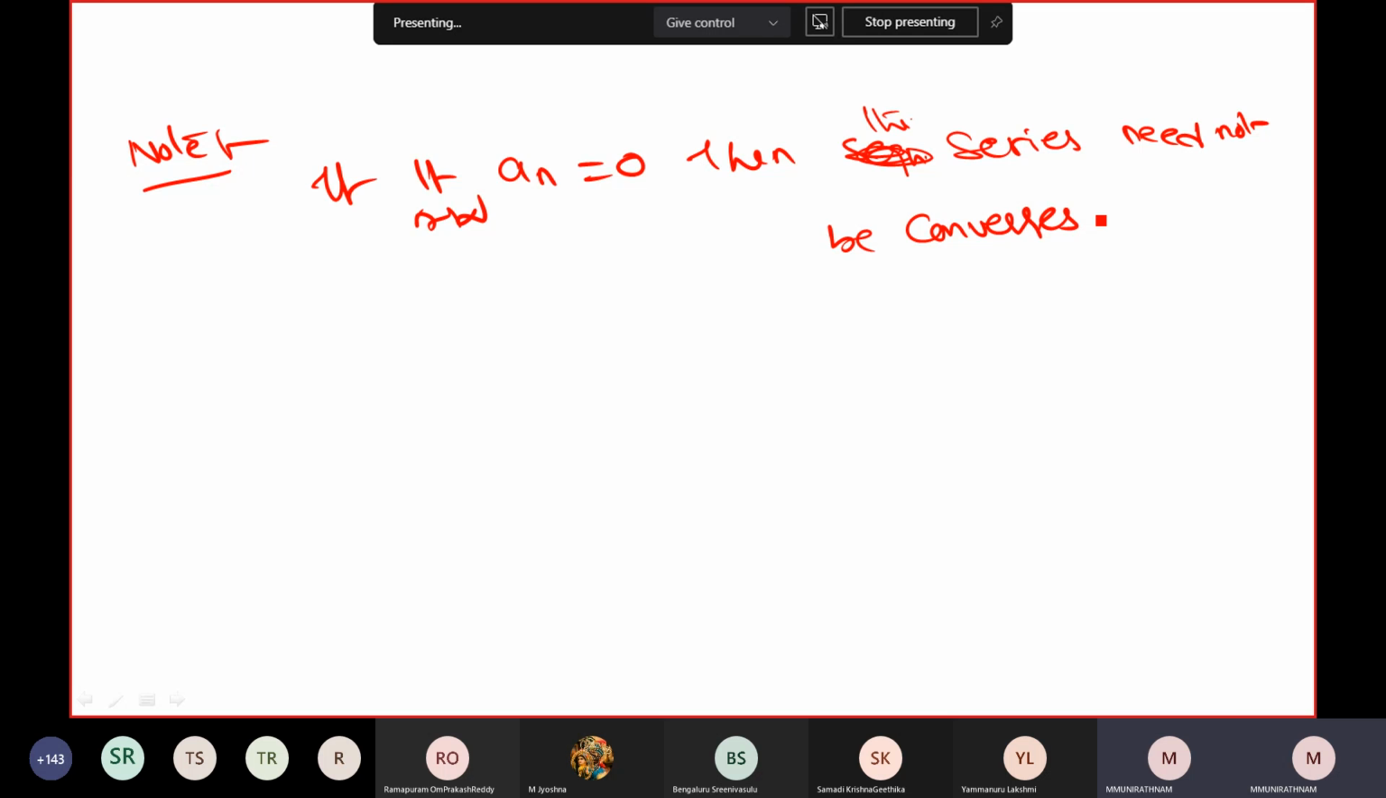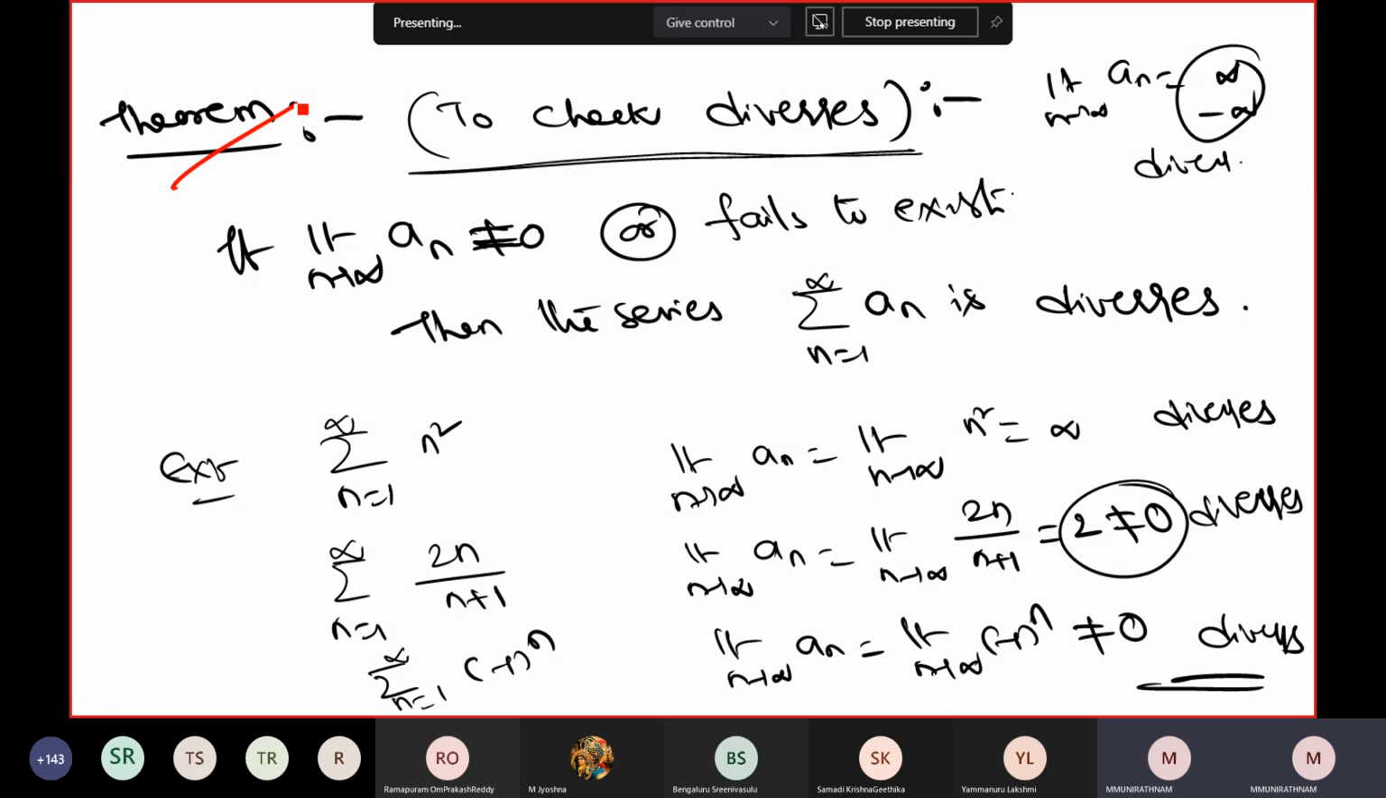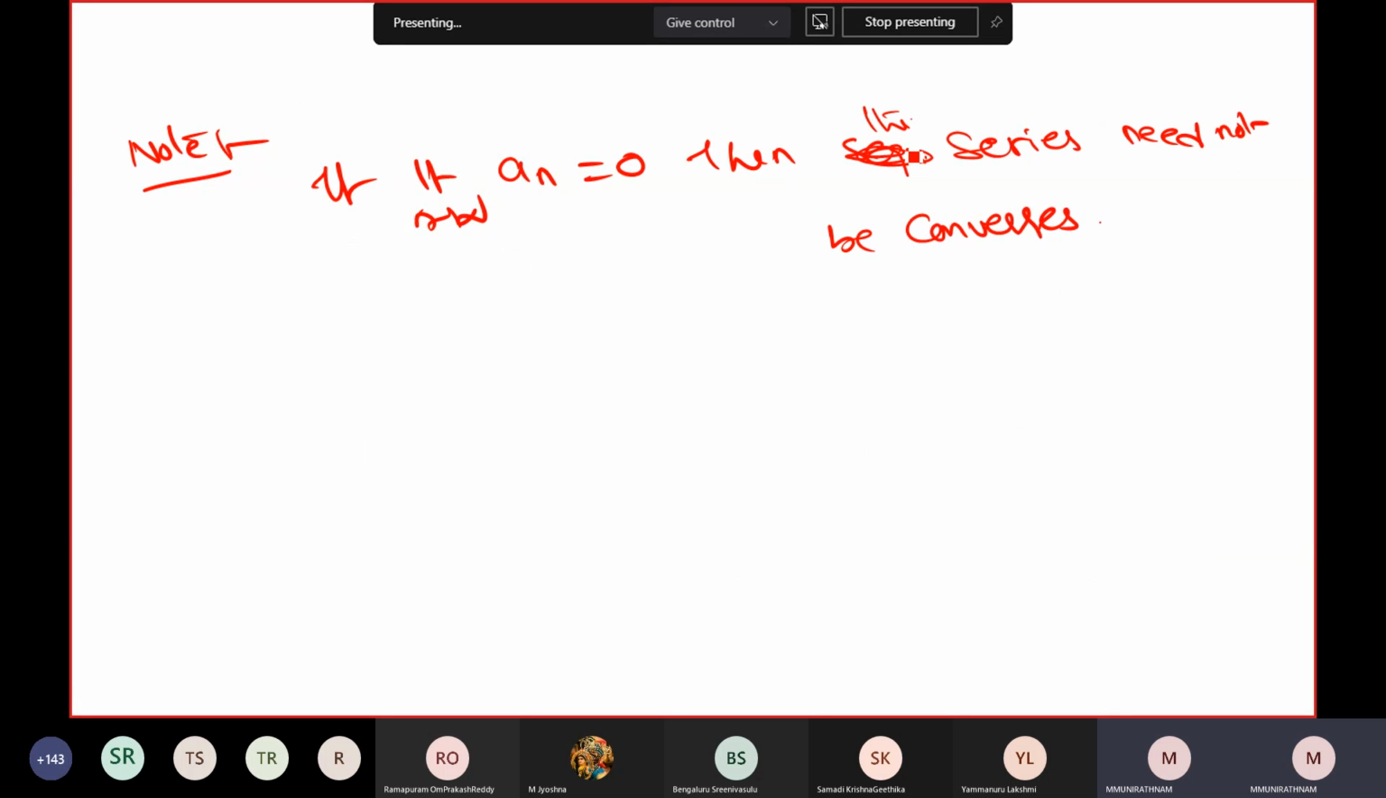Okay, fine. To say a series diverges is very easy, you can use this theorem. If the limit as n tends to infinity of a_n is not equal to 0, or infinity, or the limit value is not unique, then you can say directly that it diverges. But if the limit as n tends to infinity of a_n equals 0, then the series need not converge.